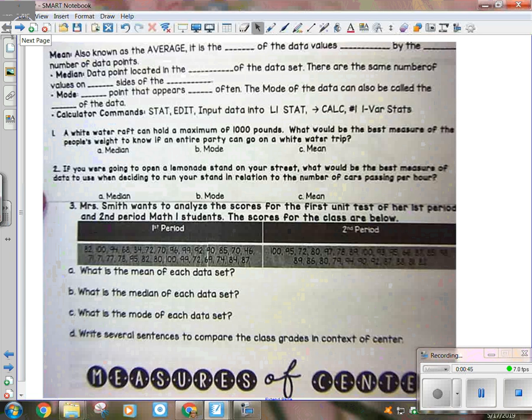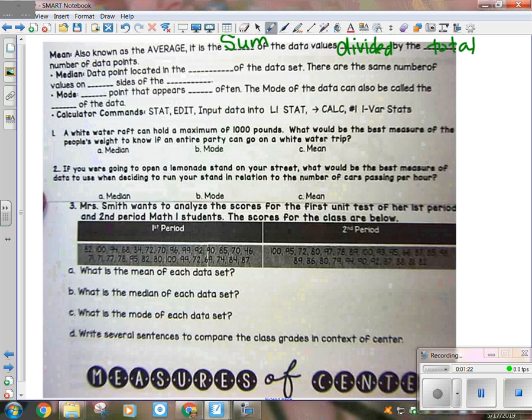The mean is known as the average. The mean, also known as the average, is the sum of the data values divided by the total number of data points. So you add them up and you divide by however many data points you have. If I had 20 test scores, I add up 20 test scores, and then I divide by 20.